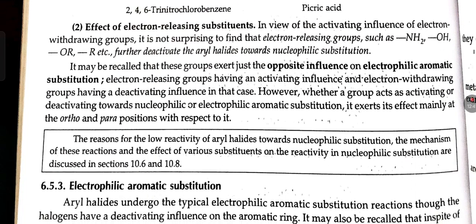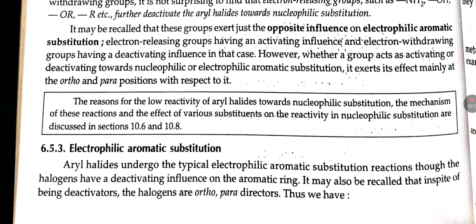Effect of electron releasing substituents. In view of the activating influence of electron withdrawing groups, it is not surprising to find that electron releasing groups such as NH2, OH, OR, etc., further deactivate the aryl halide towards nucleophilic substitution. It may be recalled that these groups exert just the opposite influence on electrophilic aromatic substitution, electron releasing groups having an activating influence and electron withdrawing groups having a deactivating influence in that case.